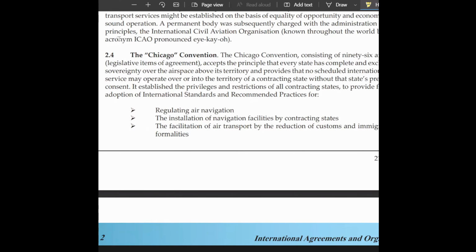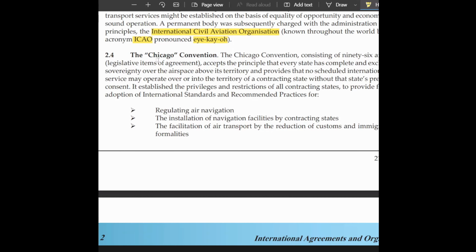Oh, and before that, can you pronounce ICAO? International Civil Aviation Organization. No, no, leave the full form, just get the pronunciation right. Okay, so just pronounce it like this: ICAO. Exactly, ICAO.